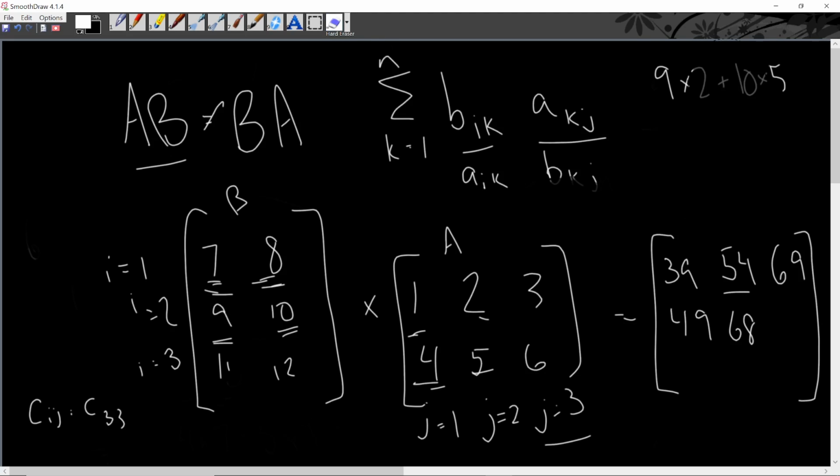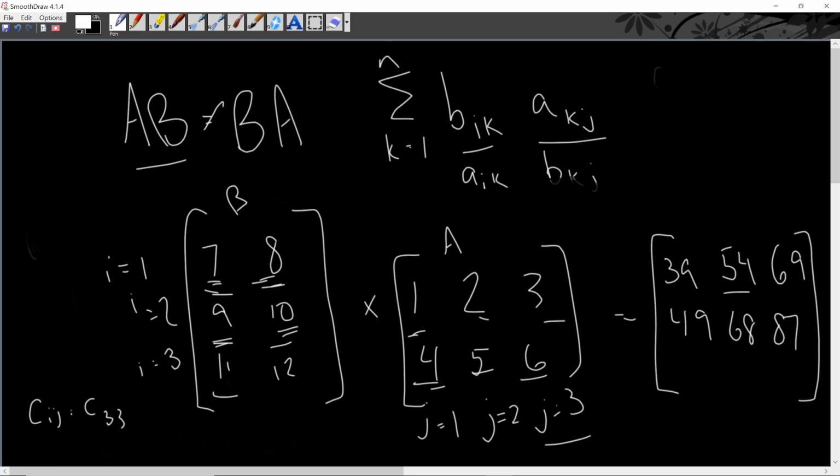And then we have, again, the ith row of 2, 9 and 10, and then the jth column of 3, so 3 and 6. So 9 times 3 plus 10 times 6. We have 27 plus 60, 87. It's not 68, it's 87. And then we have our last little row.